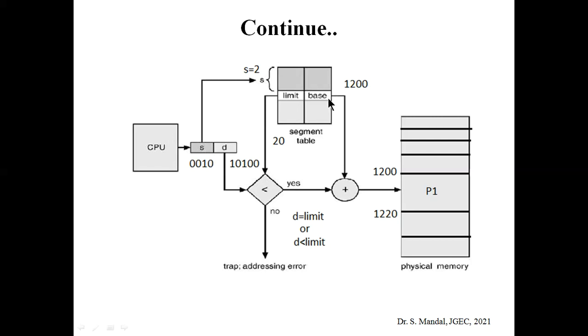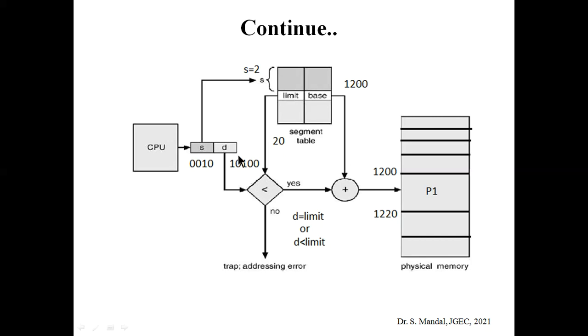So it will look into the segment map table and check, for segment number 2, what the value of the limit is. Suppose the limit is already given as 20, and in the segment table it is written that the base is 1200. So for segment number 2, the base is 1200 and the limit is 20.